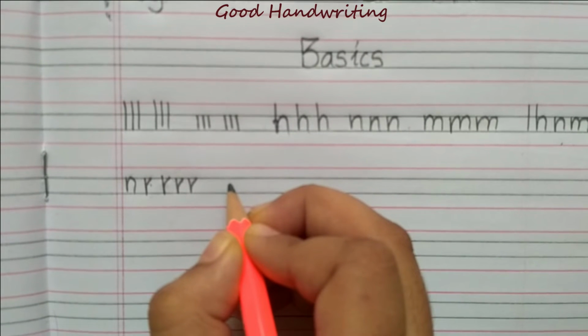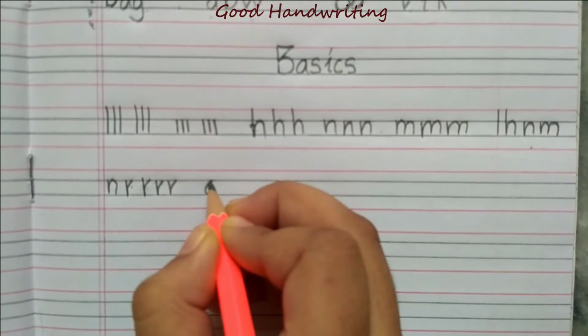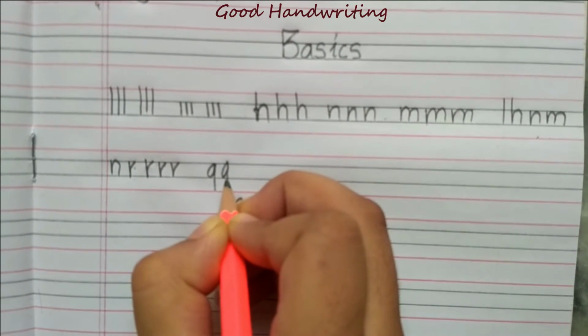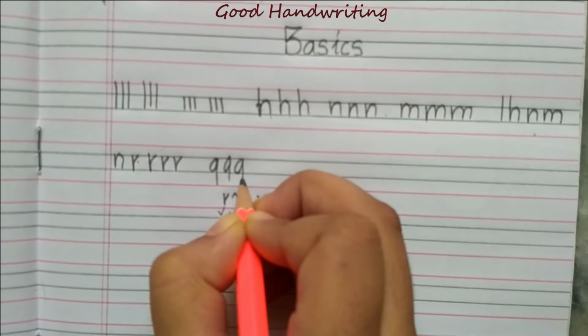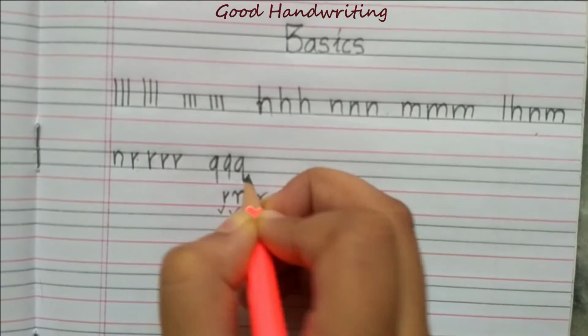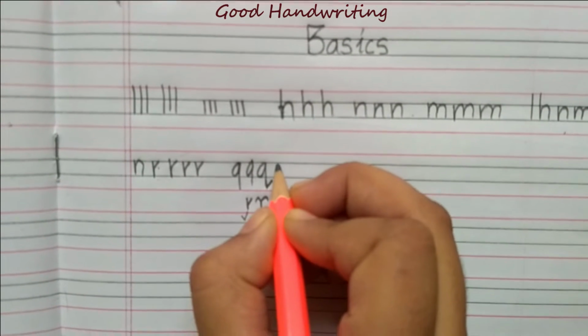Next, you write the number 9. Oval shaped circle, straight line. Oval shaped circle, straight line. Oval shaped circle, straight line, and the small line. You mean that stroke. The letter Q.